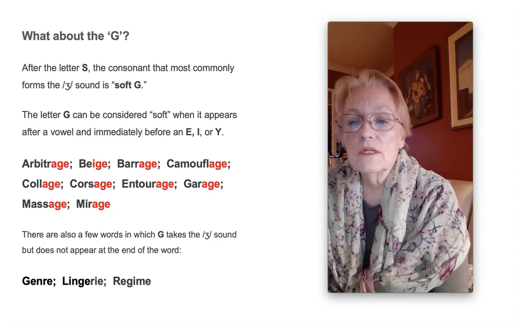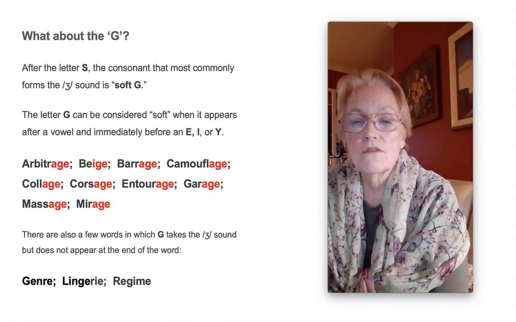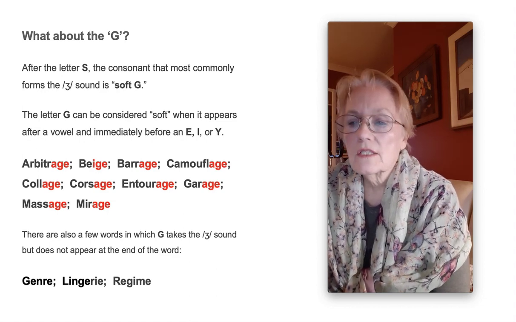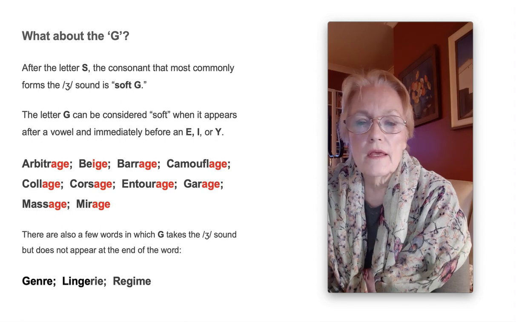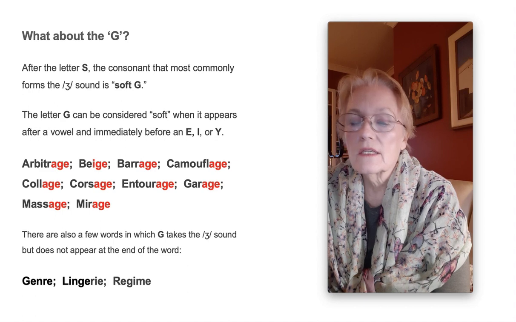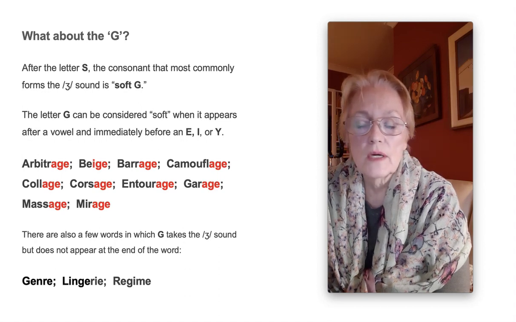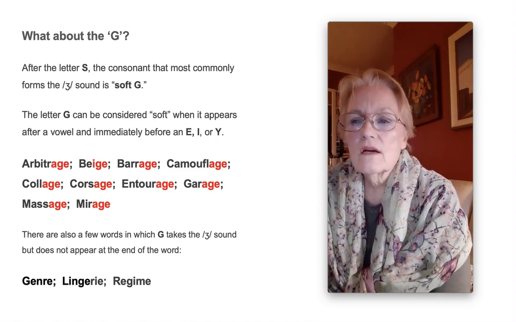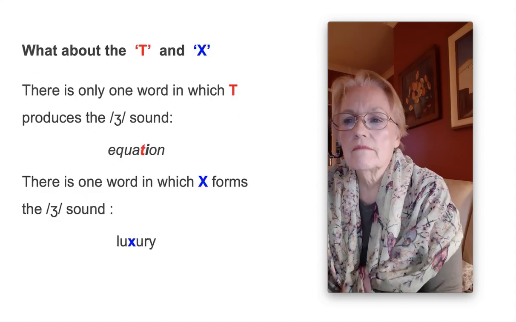Okay, there are also a few words in which G takes the J sound but does not appear at the end of the word. Genre, so that's at the beginning. So we don't have the vowel in front of it, which I mentioned before. But that's okay, G-E, so it's a soft G. Genre, lingerie, that means beautiful ladies' underwear, and regime. Okay, good stuff.